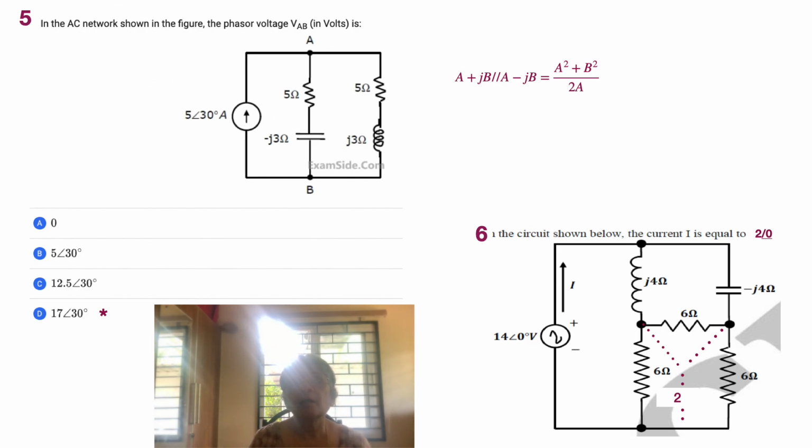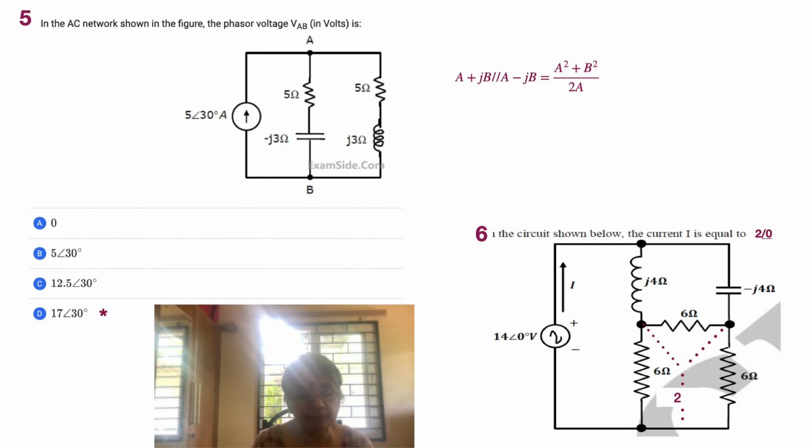Because if you take the ratio, J4 by J6 is not equal to minus J4 by 6. So the 6 ohm connected between them matters. Moreover, we are having a delta circuit here. This is very important, because once you resolve the delta into a star, then you have the same old situation wherein you are having A plus JB and A minus JB connected together in parallel.